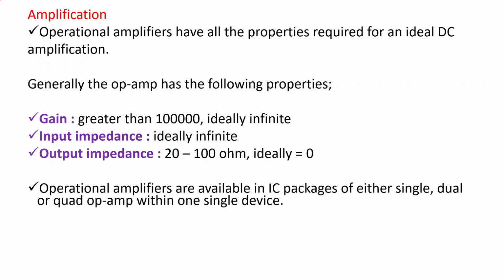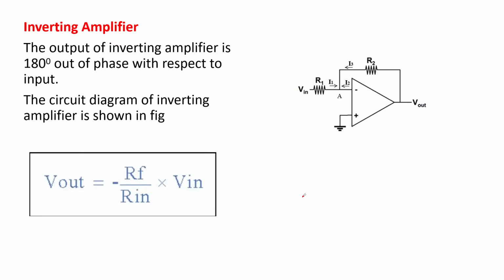So here we are going to consider operational amplifiers. Operational amplifiers have all the properties required for ideal amplification. Generally, it has the following properties: high gain, high input impedance, and low output impedance. For an ideal condition, we can say gain is infinite, input impedance is also infinite, and output impedance is ideally 0. Operational amplifiers are available in IC packages, either single, dual, or quad op-amp. And here we will first see the inverting amplifier.